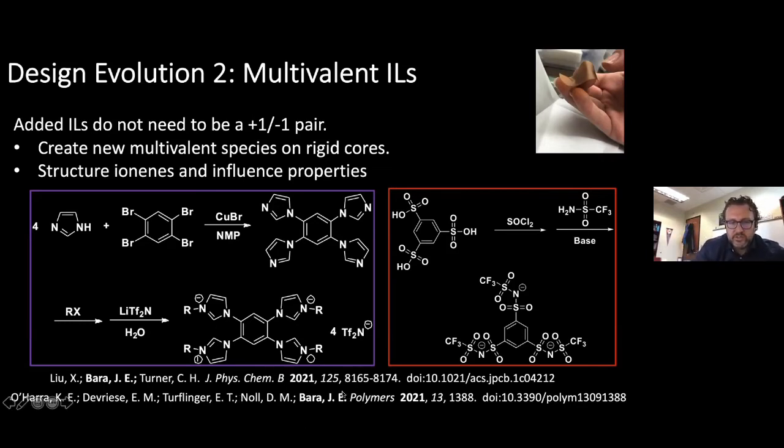Heath Turner's group has shown that these are quite interesting computationally, and we've done some experimental studies as well, even making some cross-linking systems out of this. We think you can do the same thing with anions. This is an interesting structure, and we've published a little on it: benzene trisulfonic acid, which we can convert to other molecules as well. So again, think outside of the one-to-one pairs, especially when it comes to materials design of ionic liquids. We don't have to follow the rules, because it doesn't necessarily have to be a liquid to be interesting in a polymer system.